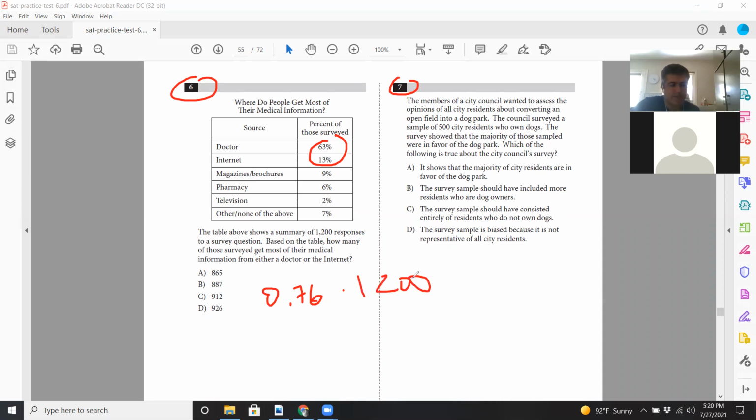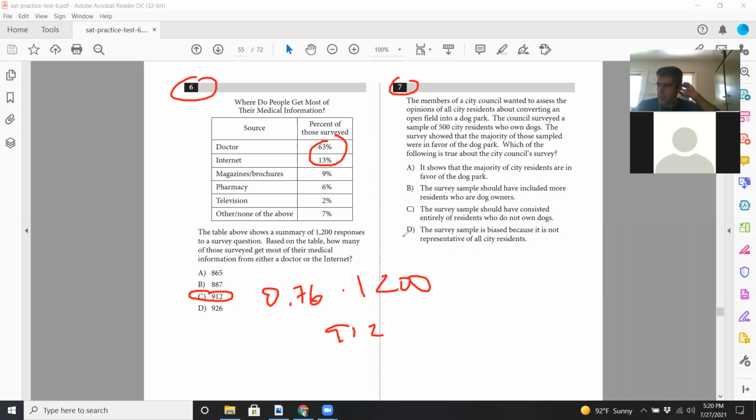I think you'd be kind of crazy to do this without a calculator because the numbers are kind of bunched up. So I'd use a calculator, 0.76 times 1,200. You can use any calculator, a TI-84, which is common in high school, is fine. So you get C.